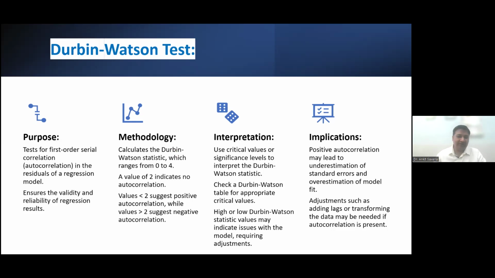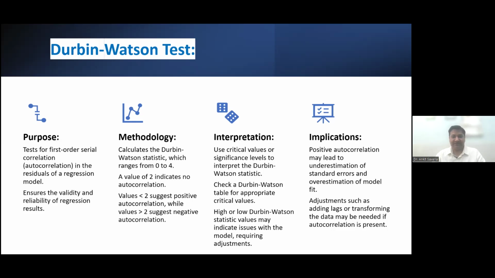So eventually, this test is used. One more test that we'll discuss. The Durbin-Watson test is basically used for checking whether there is first order serial correlation, or autocorrelation, in the residuals of the regression model. Now, what is the residual? Let me make you understand.